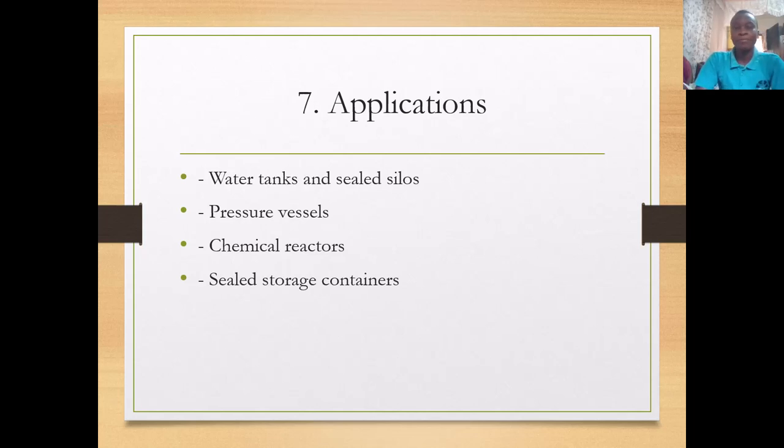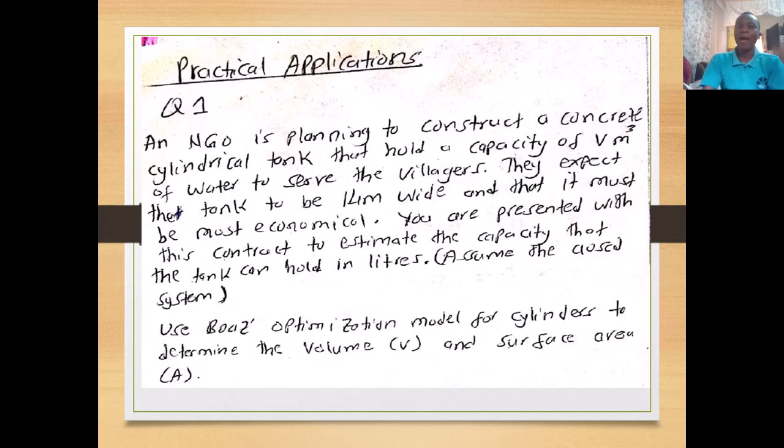And let's look at a practical application for this model, which is very new. It's brand new. It's a 2025 finding, a derived model that can be helpful in designing most economical cylindrical systems.